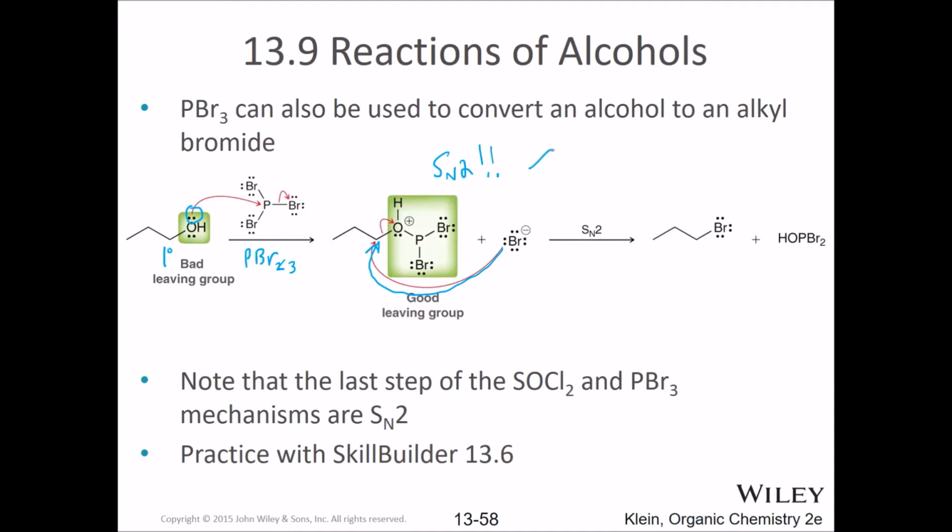So now what you did was you took this and you made this, right? One propanol, and you made one bromopropane, and this other stuff, which again, I'm going to say is not the main point. I'm oftentimes just going to leave that out when I'm talking about it. Okay? Note that the last step of the thionyl chloride and the phosphorus tribromide mechanisms are SN2.